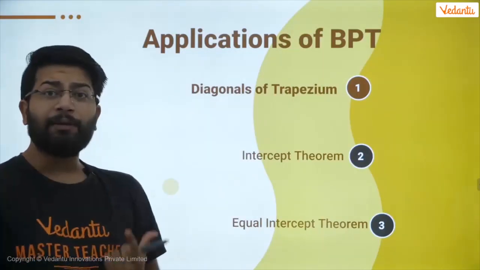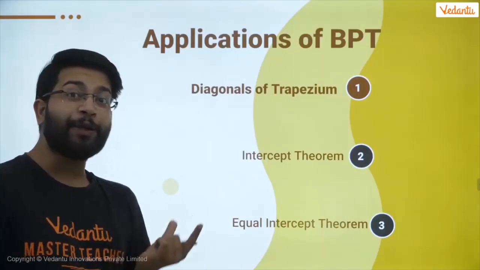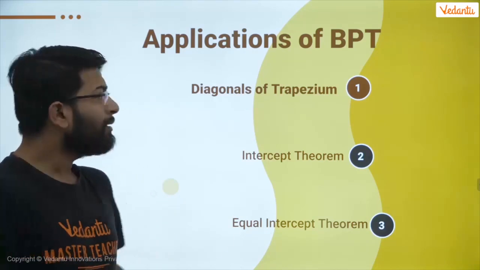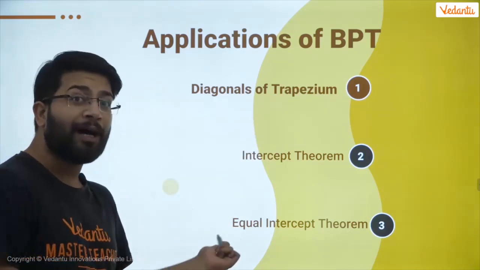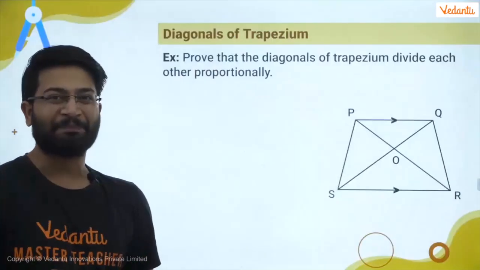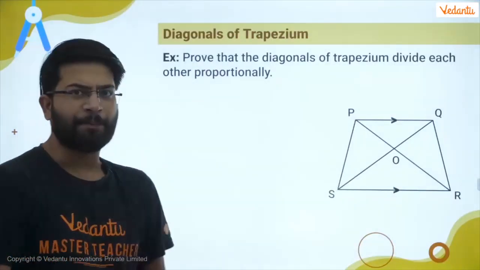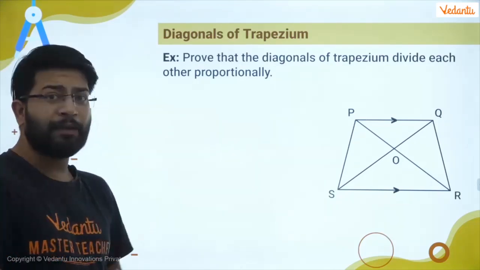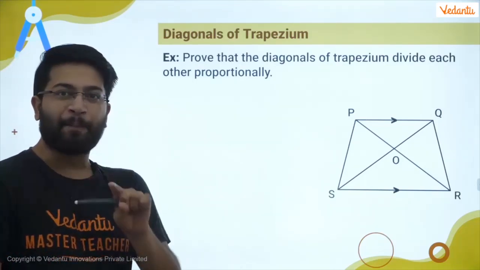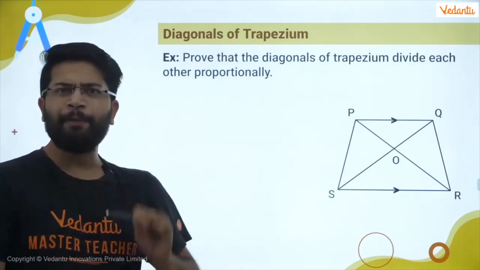In this class, we will use BPT in the trapezium, in the intercept theorem, and in proving the equal intercept theorem also. So let's get started with the trapezium. We know that the diagonals of a trapezium divide each other in the same proportion. But how can we prove it?